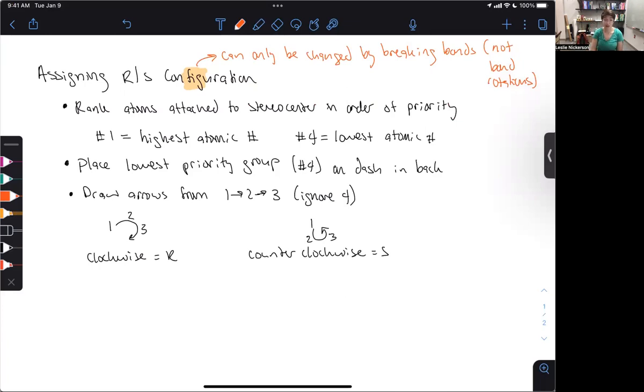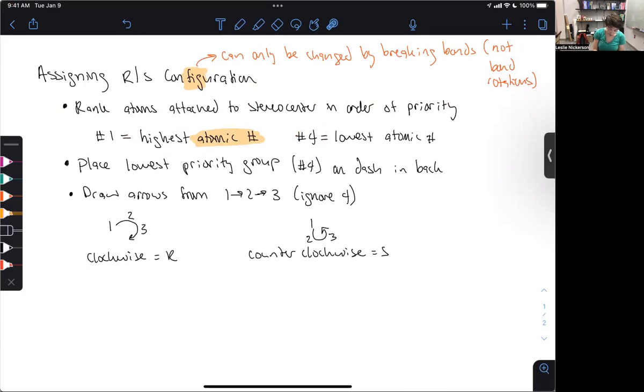Okay, so R and S is the way that chemists have decided to agree on how to do this. It's a bit of a nitpicky process, but that's the way it is. So the first thing we would need to do is rank our atoms in order of priority. Okay, so we're using atomic number for this. Atomic number is going to be the way that we list our priority. Highest atomic number is going to be number 1, so 1 is highest priority. 4 is going to be the lowest atomic number. Oftentimes that's going to be a hydrogen.